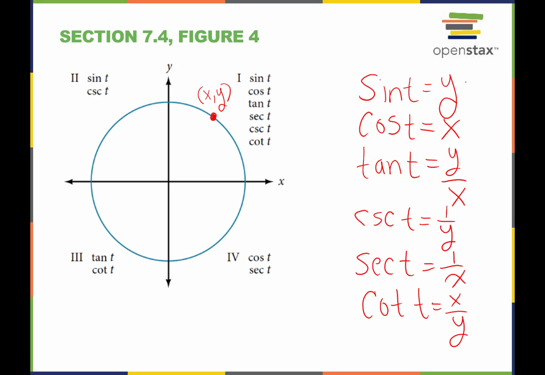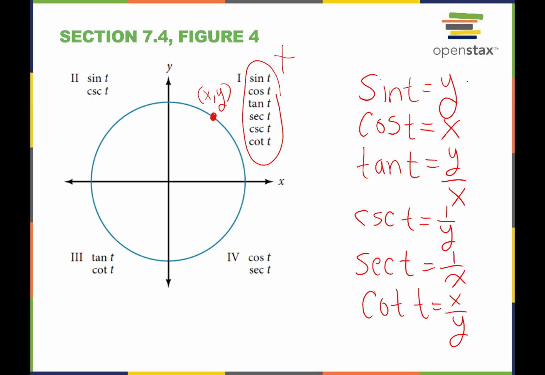So looking at y, y is going to be positive, so sine is going to be positive. Since cosine is equal to x and x is positive, cosine is going to be positive. Tangent is y over x, and since both x and y are positive, a positive divided by a positive is positive. And then if I go through the list of all of these, we will find that these are all positive in the first quadrant.